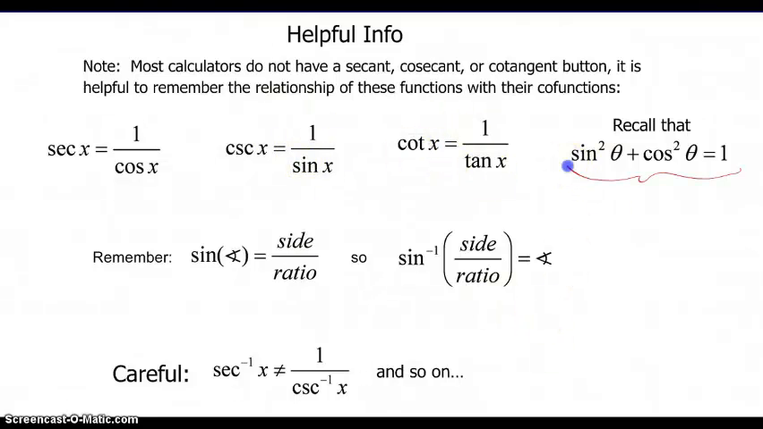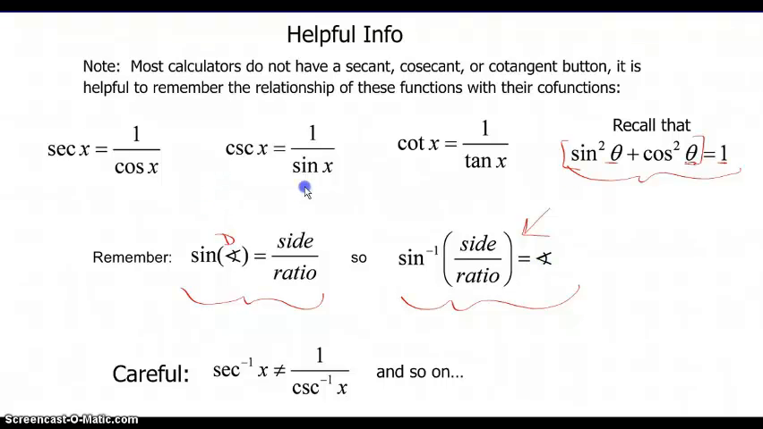Please remember the Pythagorean theorem identity. Anytime you see sine squared plus cosine squared of the same angle measure, then you can replace that with a value of 1. This is important because when we're doing inverse work, it's important to remember what's going on. If the sine, cosine, tangent, secant, whatever, of an angle measure gives us a side ratio, then the inverse of that trig function, the inverse of the side ratio, should map us back to the angle measure.